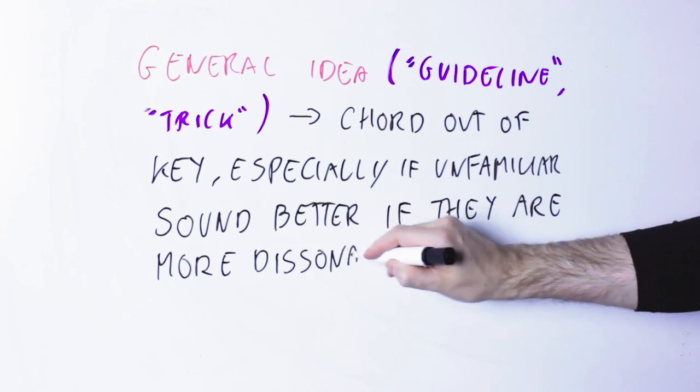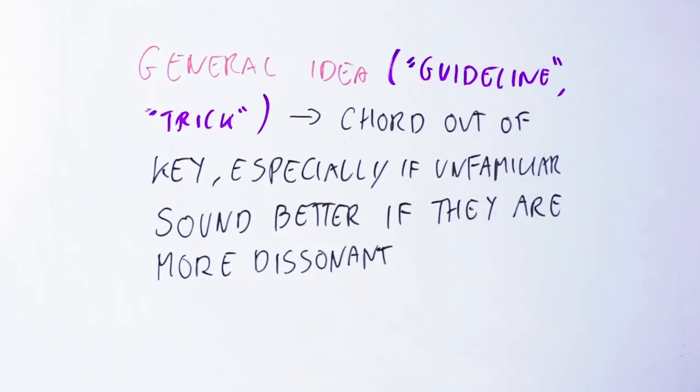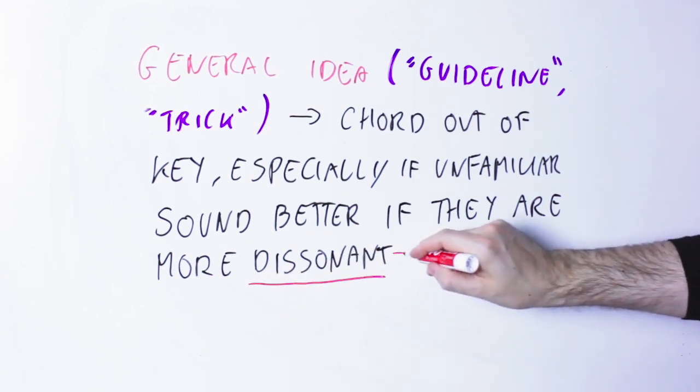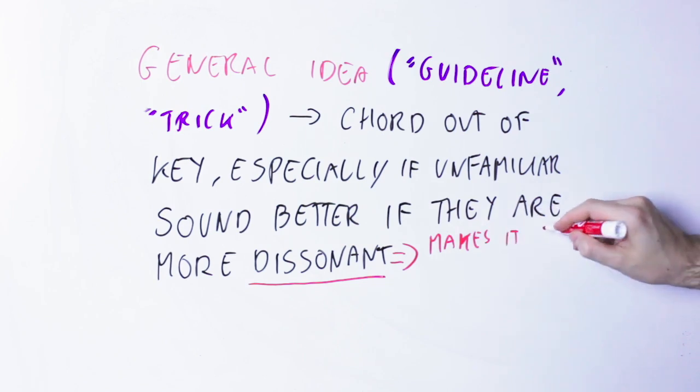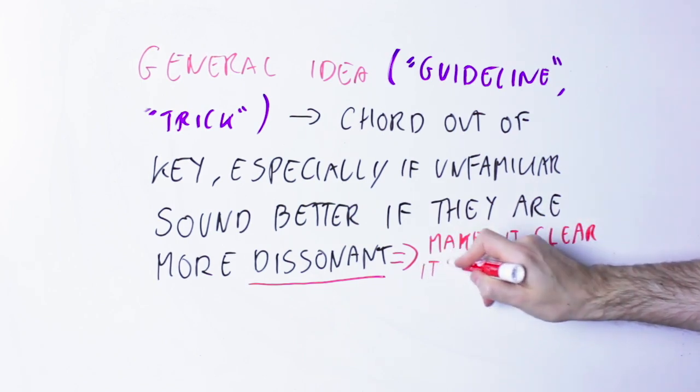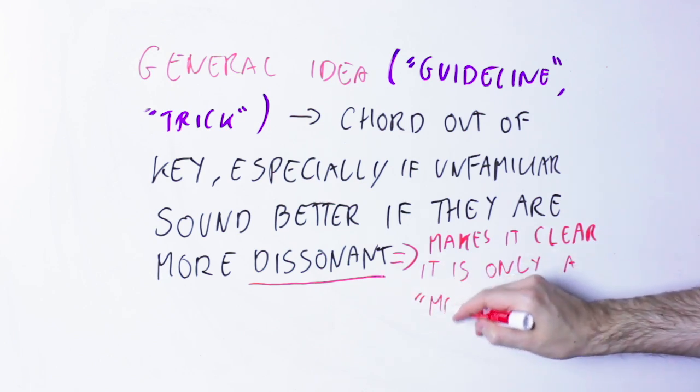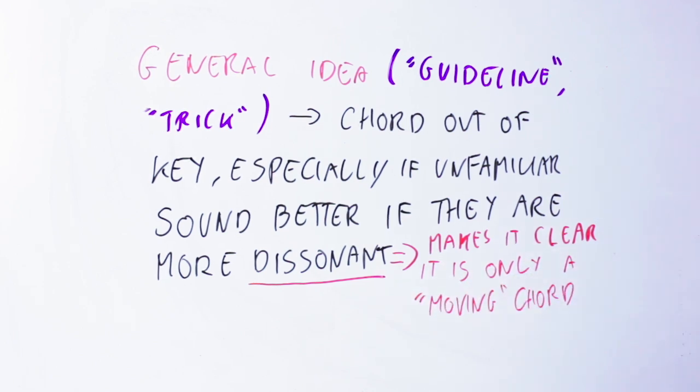Because when you make it more dissonant, you make it clearer to the listener that this chord happens only in passing. It's only a movement chord. I hesitate to use the term passing chord because it has a very specific meaning, but in general, the idea here is whenever you have a chord that is not in key and that you don't know if your audience will accept or not, make that chord more dissonant. Add more notes or alter some notes to make it more dissonant so that it's perfectly clear that that chord is there only in passing.